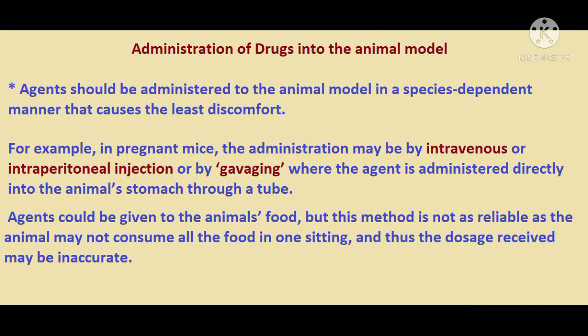The second step is the administration of the drug into the animal model. It may vary from species to species because it causes discomfort to a small extent. For example, intravenous or intraperitoneal injection of drugs is opted for when we use pregnant mice as the animal model. Sometimes the gavage method is followed, when the drug is administered directly into the animal's stomach through a tube. Sometimes the agent could be given to animals through their food, but it is not suitable for teratogenicity studies, as the animal may not consume all the food in one sitting and result in inaccurate receipt of the drug.